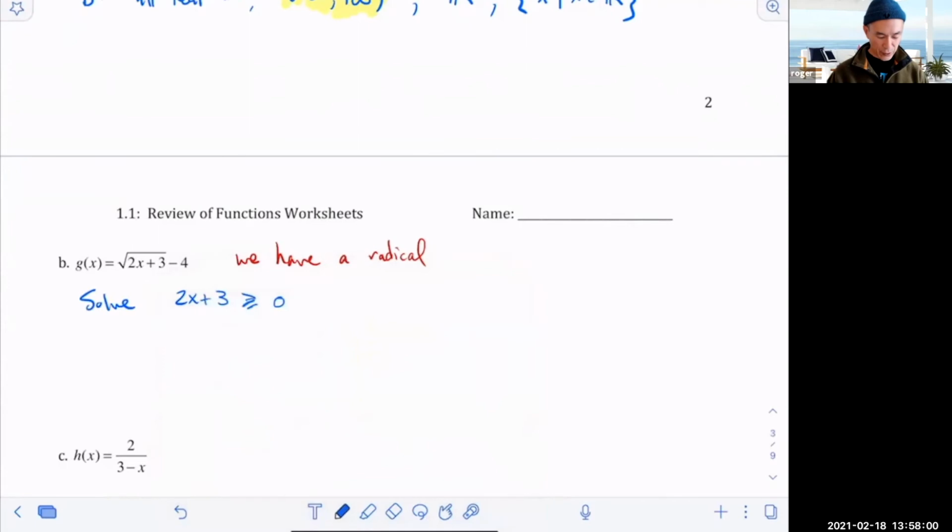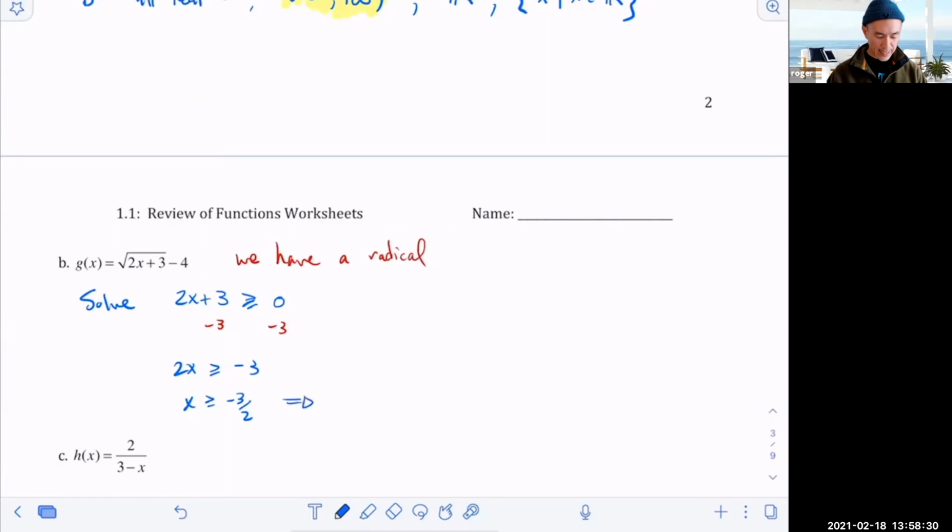So what are we gonna do? I think the first thing we should do is subtract 3 from both sides because we're trying to isolate the x variable. So this will give you 2x is greater than or equal to -3. And then we're going to divide both sides by 2. So we're going to get x is greater than or equal to -3/2. And that's going to be our answer.